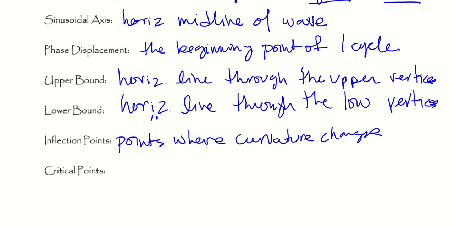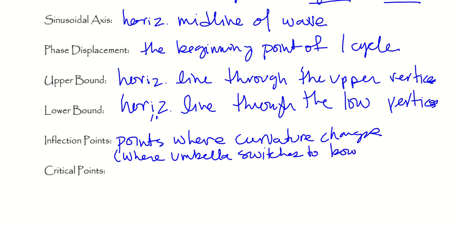So they're where the umbrella switches to a bowl. Okay, they're always points on the sinusoidal axis. So they're points where the curve crosses the horizontal axis. The critical points are our vertices.